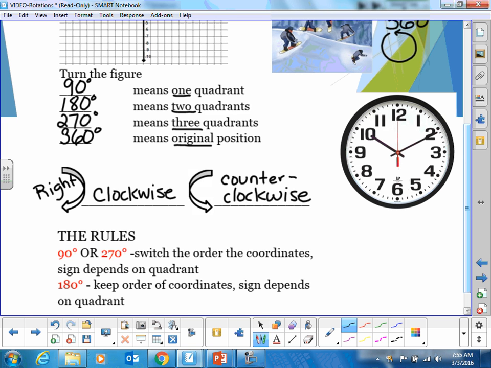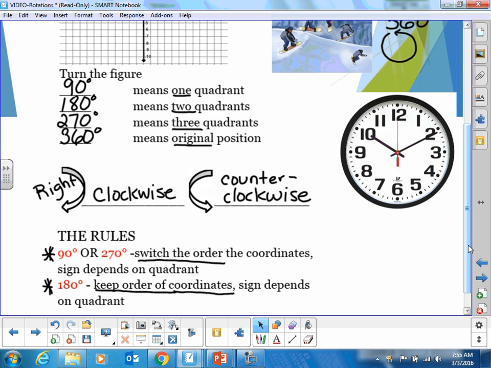So in a nutshell, here's your rules. For 90 degrees and 270, you switch the order of the coordinates and then change your signs to match the quadrant. 180 degrees, you keep the order of the coordinates and then you change your sign to match the quadrant that you end up. That's all you have to remember, or you can just simply remember that every 90 degrees I'm switching the order, they're changing places.